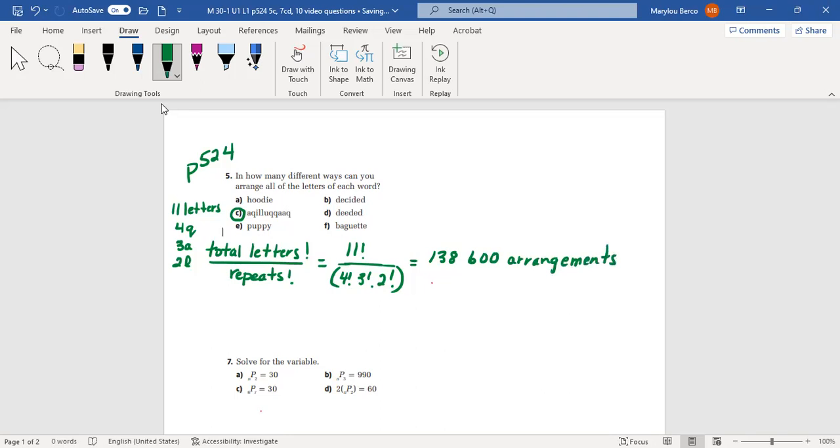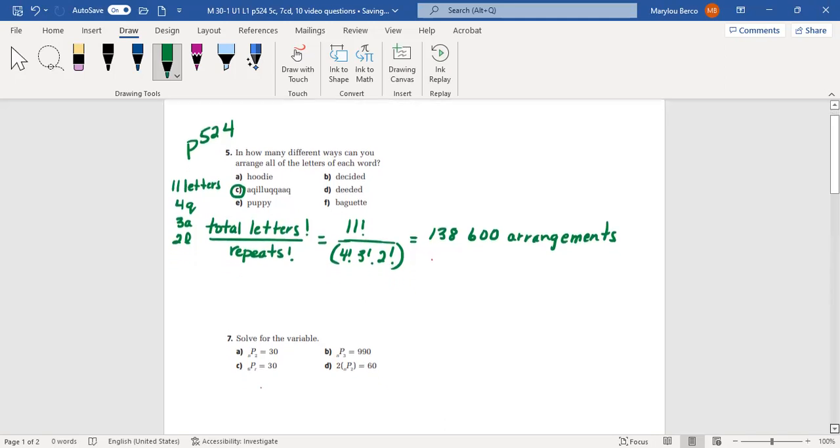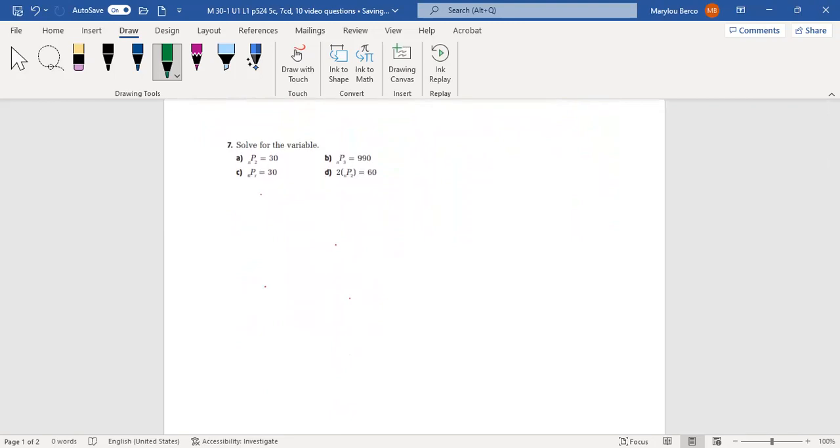Okay, now let's take a look at 7. The 7 is on page 525. We'll take a look at C first. And what we have is 6 pick R equals 30. And what we're asked to do is to solve for the variable.